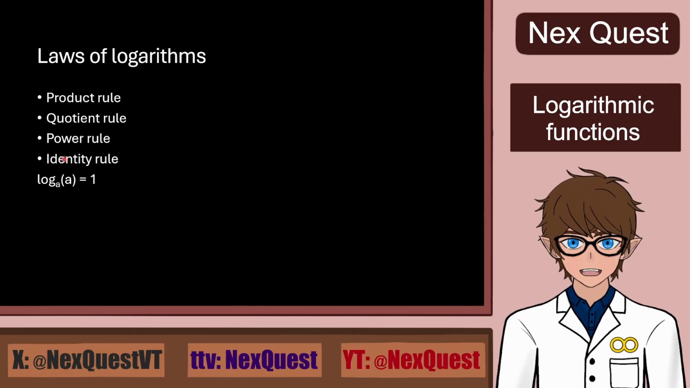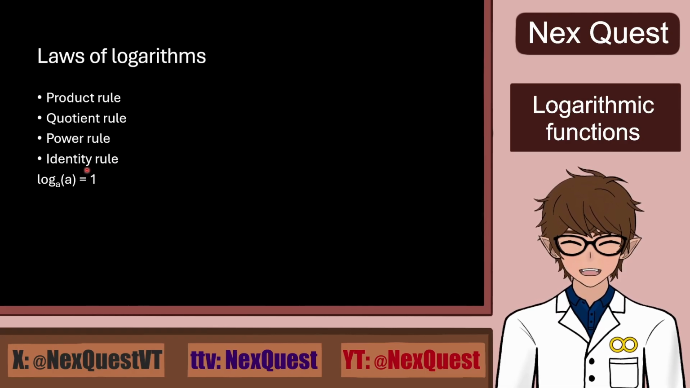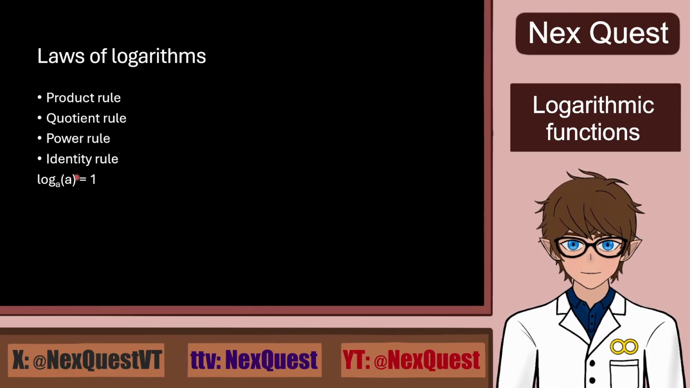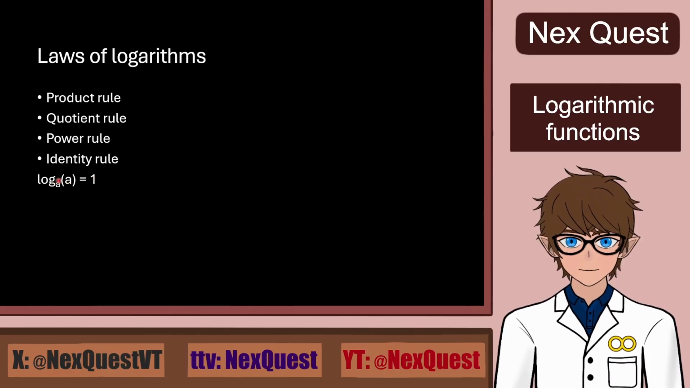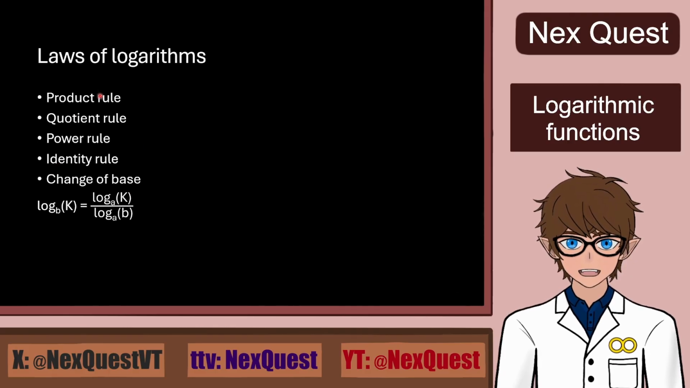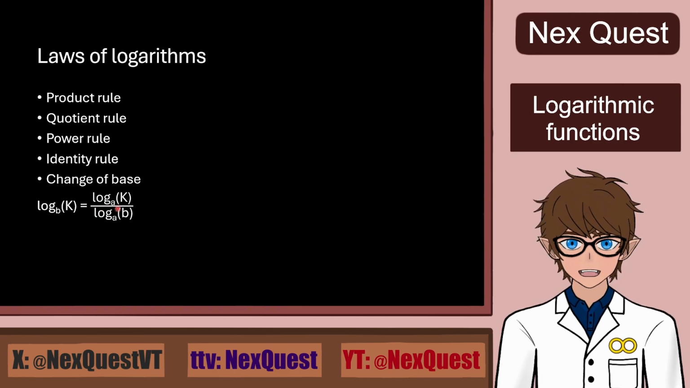But yes, the next rule is the identity rule. It's quite useful for simplifications, and it makes sense. It's an identity. It states that when we have the same base and the same value, the result is 1, as a to 1 is a. And our last, and probably the second most important after the product and quotient rule that we will cover, is the change of base.